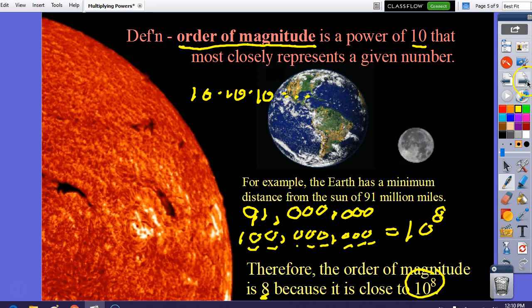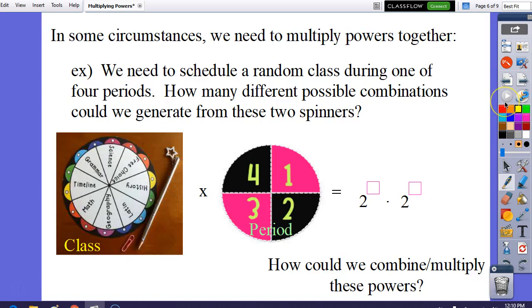Now, let's take a look at how we multiply some of these together. In certain circumstances, like games of chance, we would look at how we multiply two numbers together to develop a probability. So in this scenario, we have to schedule a random class. If you look over here, we're going to be thinking about either this class called timeline, or grammar, science, French class, history, Latin, geography, or math. So we think, how many classes are there? Well, if I counted correctly, I see 8 classes.